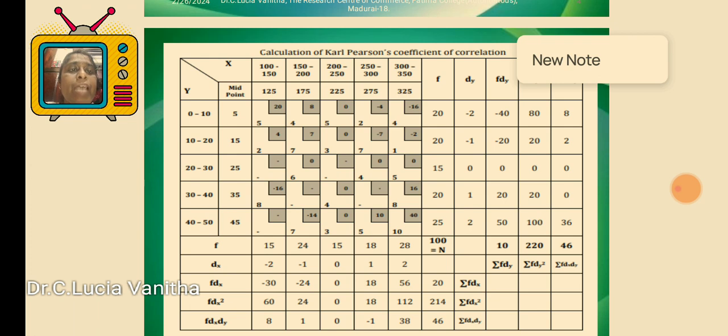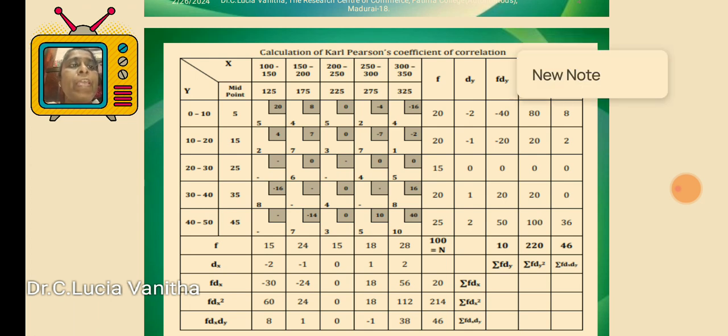The next step is that we also have to find f. We need to find dy, which is in the row wise, and for the column wise we need to find dx. We need to find f dx, f dx squared, and f dx dy. How do we find f? f is nothing but we add what is given.